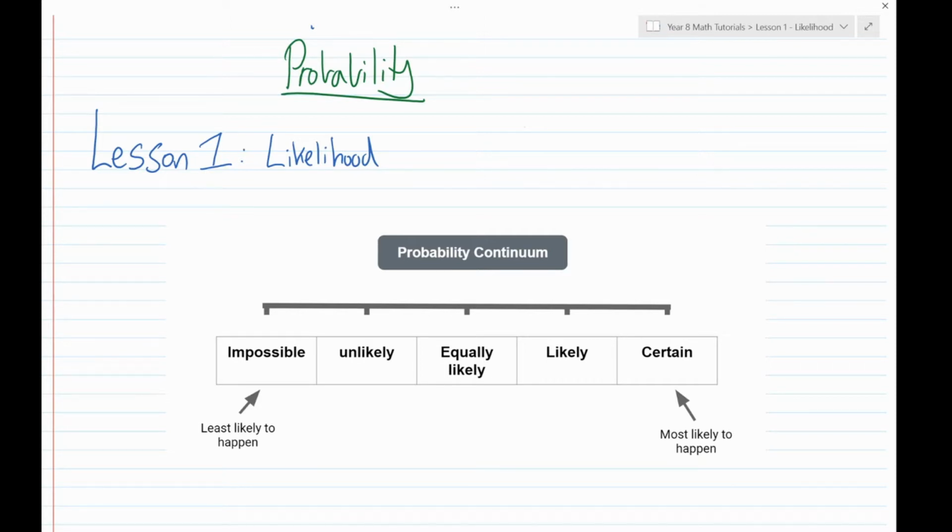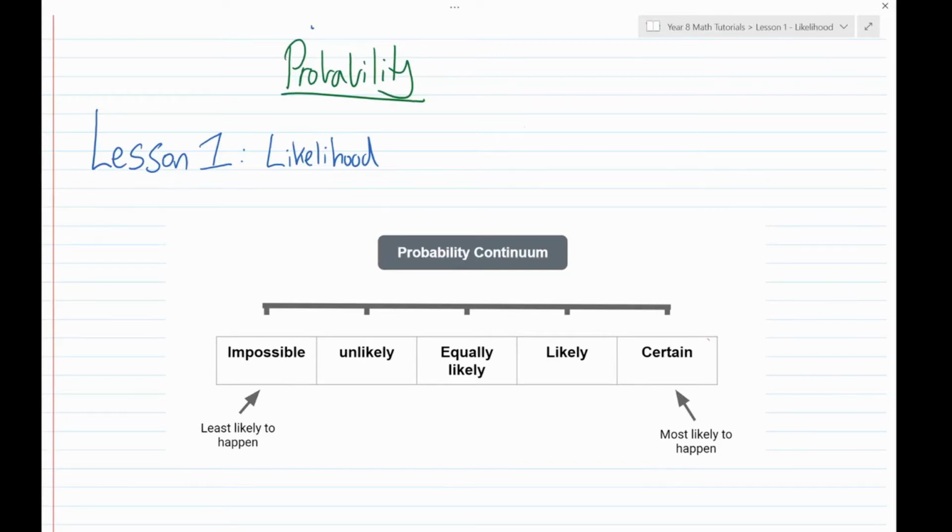On the right hand side, the very far right hand side, we've got the word certain. On the opposite side of the continuum, we've got the word impossible. And right in the middle, well, equally likely. Now, we're talking about likelihoods, lesson 1 likelihood. And what I mean by that is, how likely is an event to happen? Now, right in the middle, we've got equally likely.